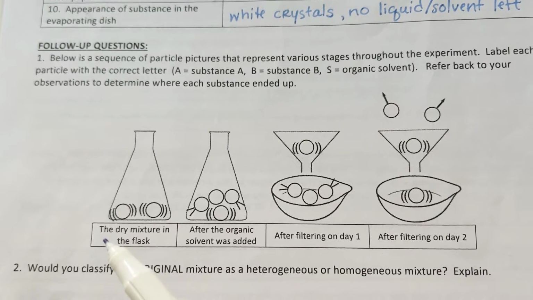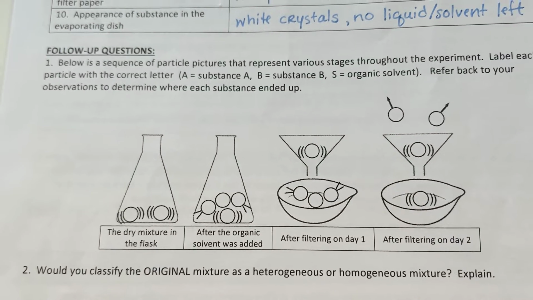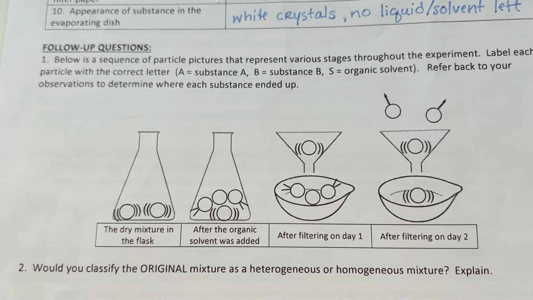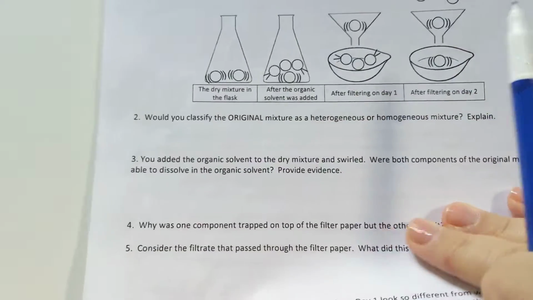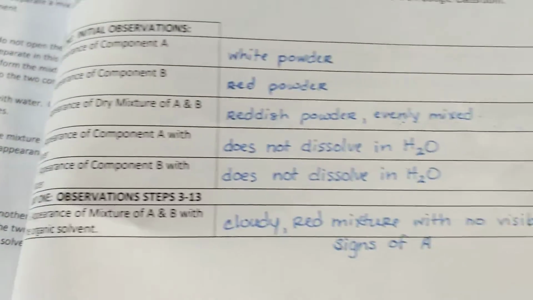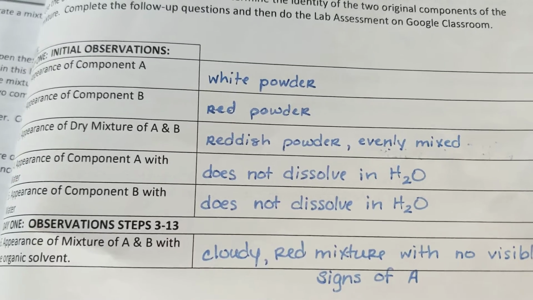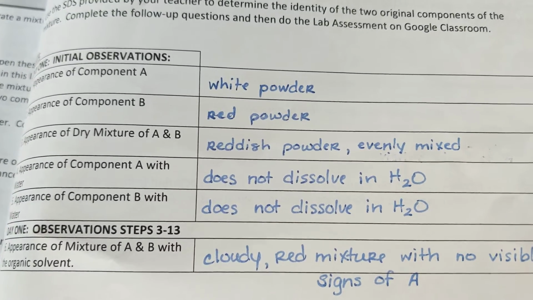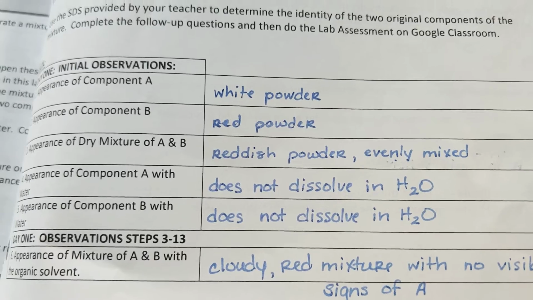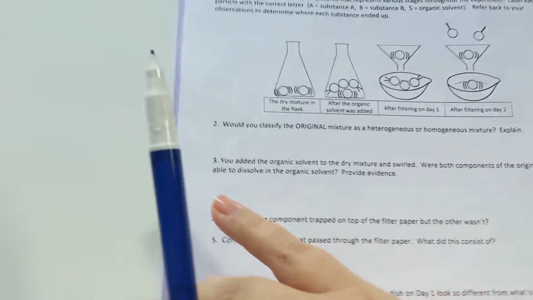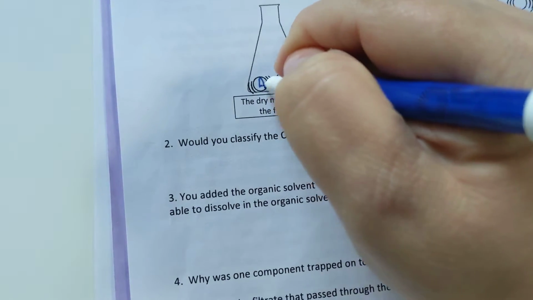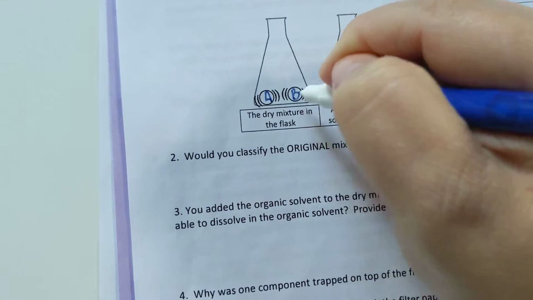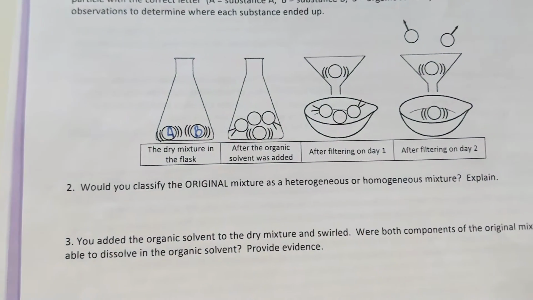If we think about our very first picture, the dry mixture in the flask, we're going to want to consider the data that we saw of the mixture in line 3. So flipping back really quickly. Right here we see reddish powder evenly mixed. So that's going to tell me that in that flask I have an A and a B particle, one of each. All right, so that's my mixture.